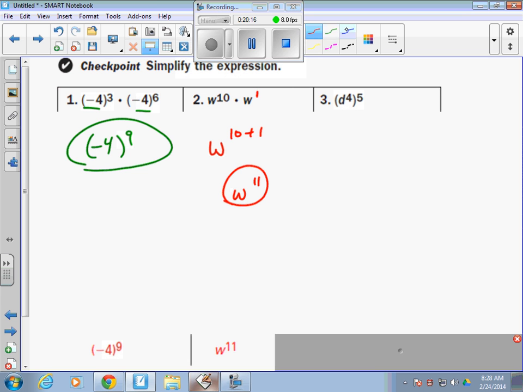And then d to the 4 to the 5th power. Notice now, instead of multiplying the bases, now you're raising an exponent to an exponent. So you're not going to add 4 plus 5 right here. You're going to do d to the 4 times 5, which is d to the 20th power.